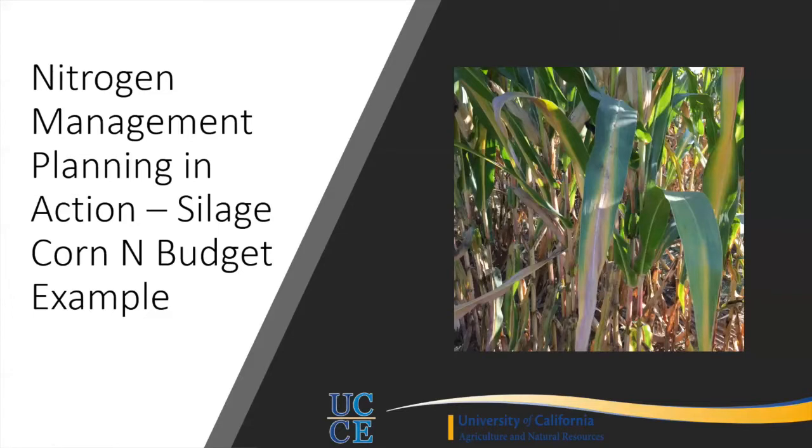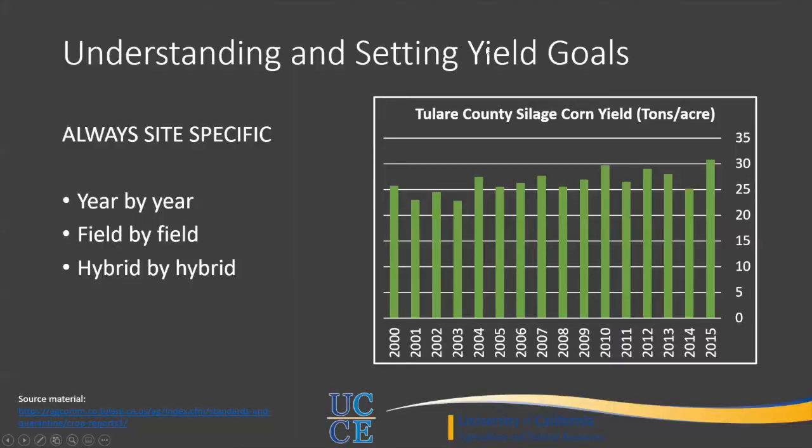As we go through the example of how to create a nitrogen budget for a silage corn crop, I'm going to revisit some of the concepts that we talked about earlier, but of course we'll get into much more detail and have some tangible examples to think about in order to illustrate the points. Just as a quick review, before we come up with the nutrient budget, we need to understand what the yield goal is. And I'll reiterate here that a yield goal is always site-specific.